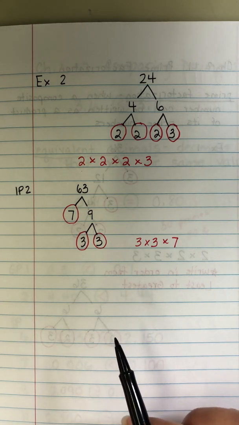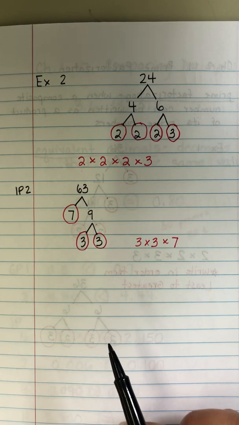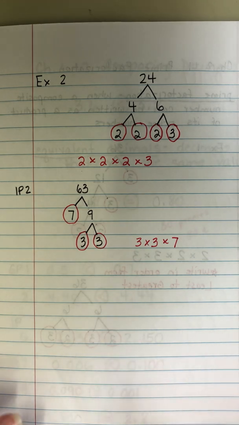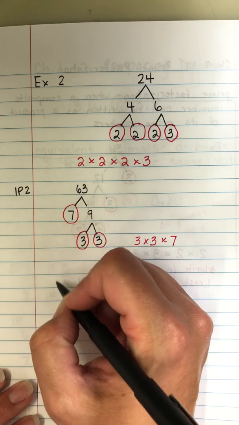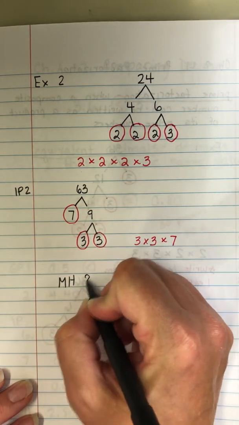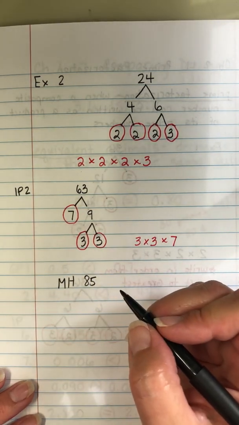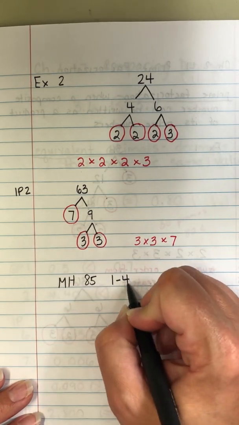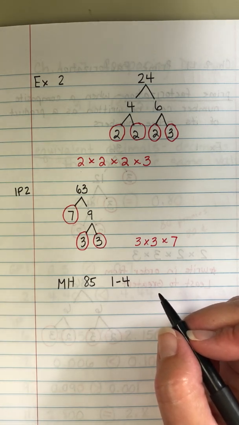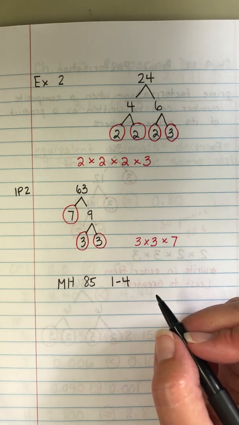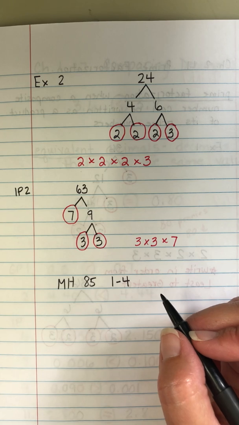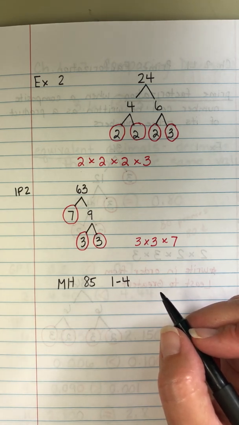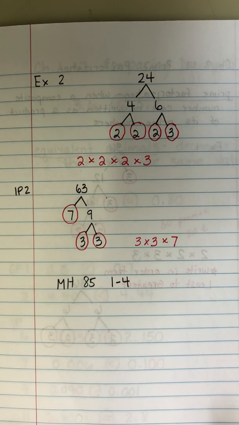All right, for the rest of your remote learning assignment, I want you to do the prime factorizations from the My Homework page, 85. I want you to do problems 1 through 4. Remember, you're going to do these problems in your math notebook. Then you're going to type the answers into a Google document and take a picture of the work in your math notebook and upload that picture as part of it.